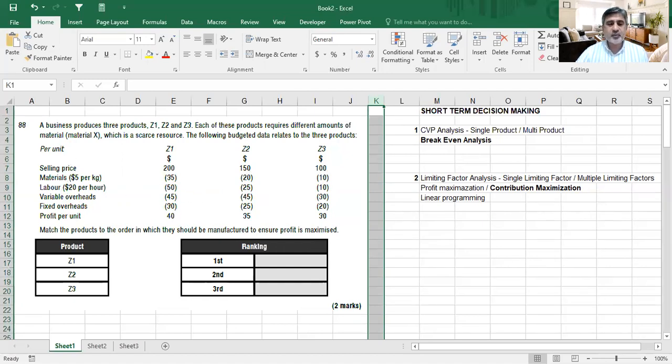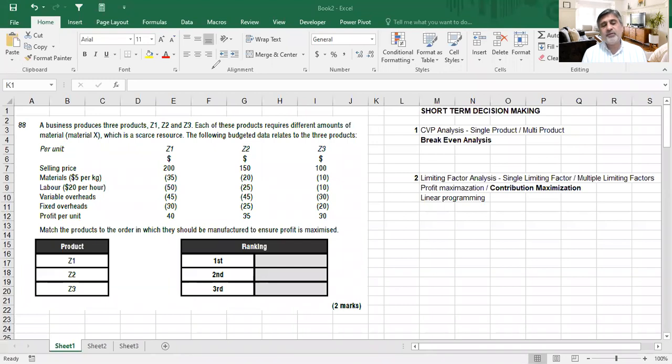And then they ask you, match the products to the order in which they should be manufactured to ensure profit is maximized. Okay, we have to maximize the profit, so we cannot make everything because material is a limited resource and you have to make your choice. What should I produce first? Of course, you should be producing first which is giving you maximum profit, for example. So they tell you profit per unit is 40, 35, and 30. But what do you do?